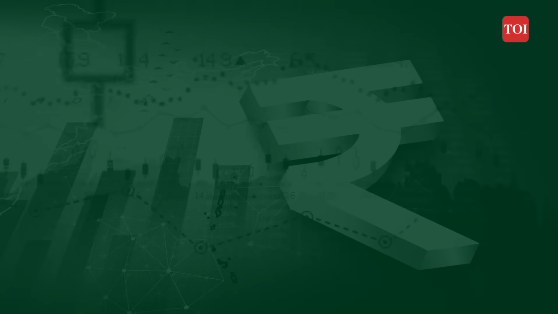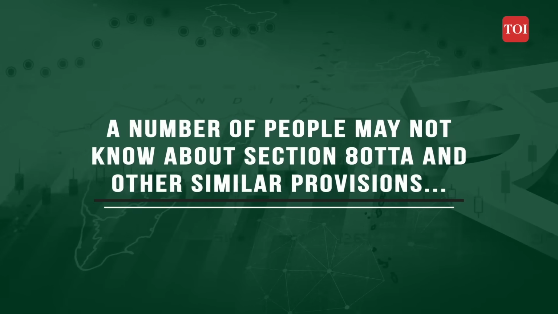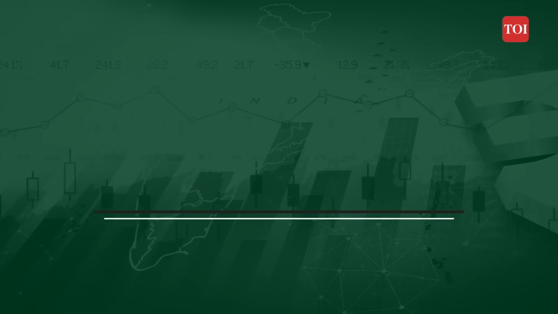Okay. But, for example, there is Section 80TTA, in which income up to a certain level is exempt from tax, but above that you have to pay tax. So are there any similar sections and provisions that I should be aware of?